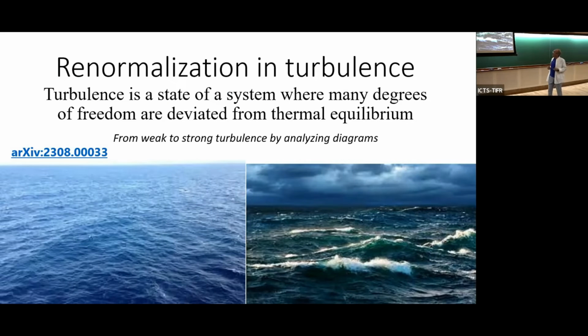So essentially what we'll be doing, as most of field theory is doing, we'll be doing renormalization. We'll be looking at how the parameters of the system actually change because in the system there are many degrees of freedom. This is a strongly fluctuating system.